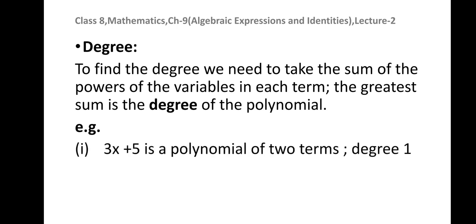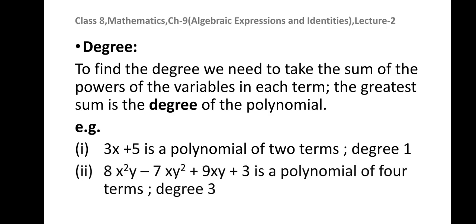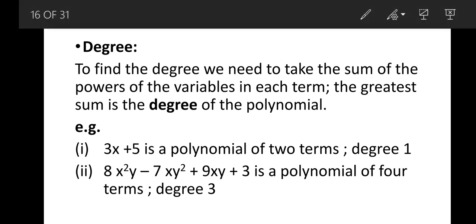So let us take this example. 3x plus 5 is a polynomial of 2 terms. How many terms are present in this? 2 terms, and degree is 1. Let us consider this example number 2. This is again a polynomial of 4 terms and degree is 3. How have we calculated the degree?